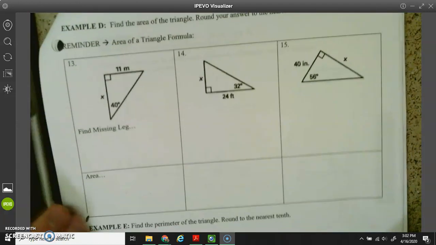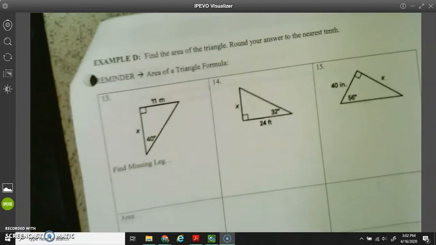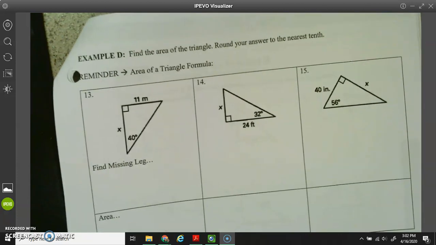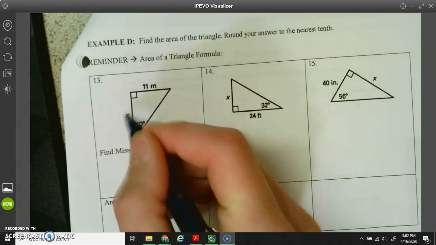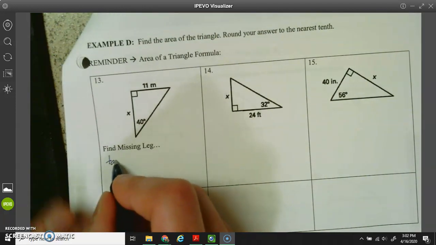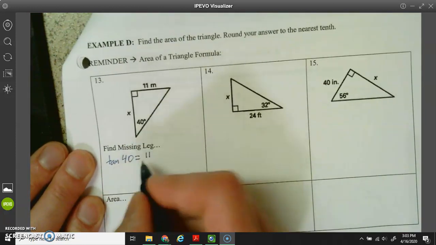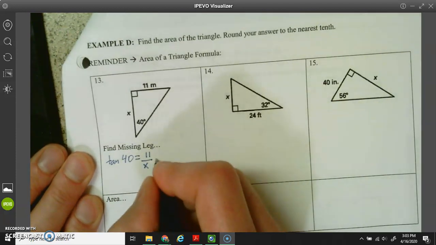Now for page 3. So for this top one, we're going to be finding the area of these triangles. So first thing we need to do is we need to find the missing leg. So to find the missing leg, this is length. We're going to do tangent of 40 degrees equals opposite, so 11, over adjacent, in this case x, multiply by x on both sides.